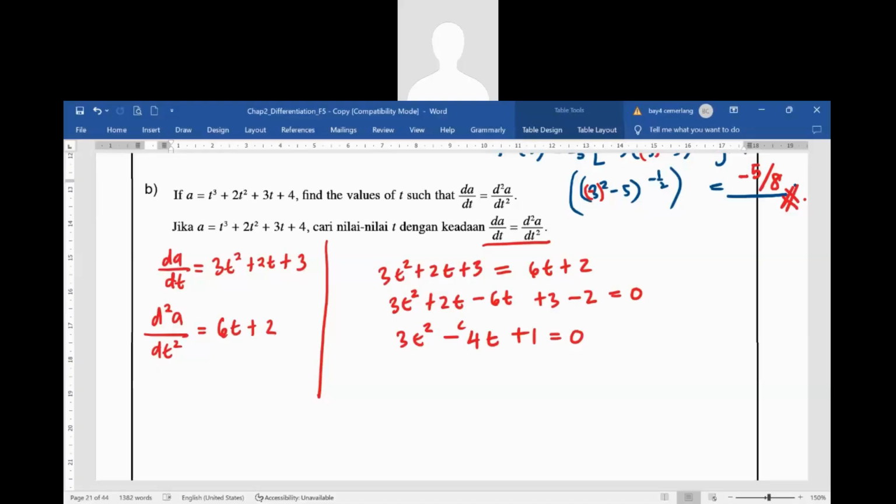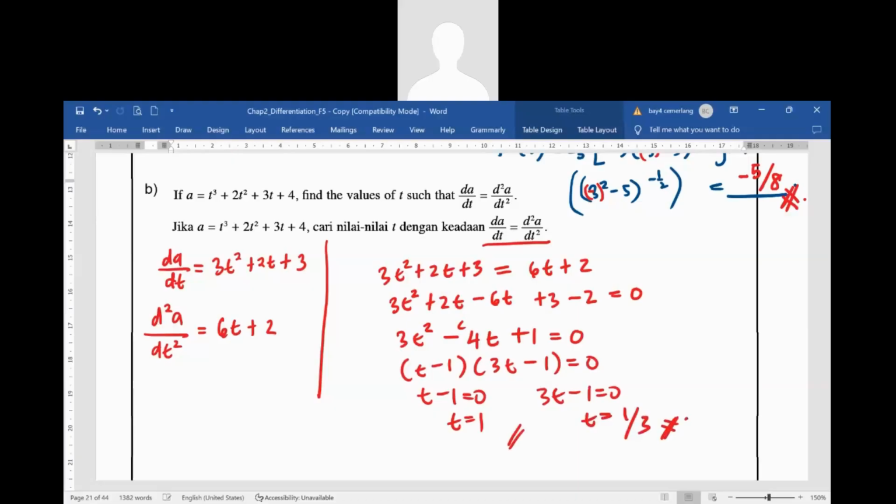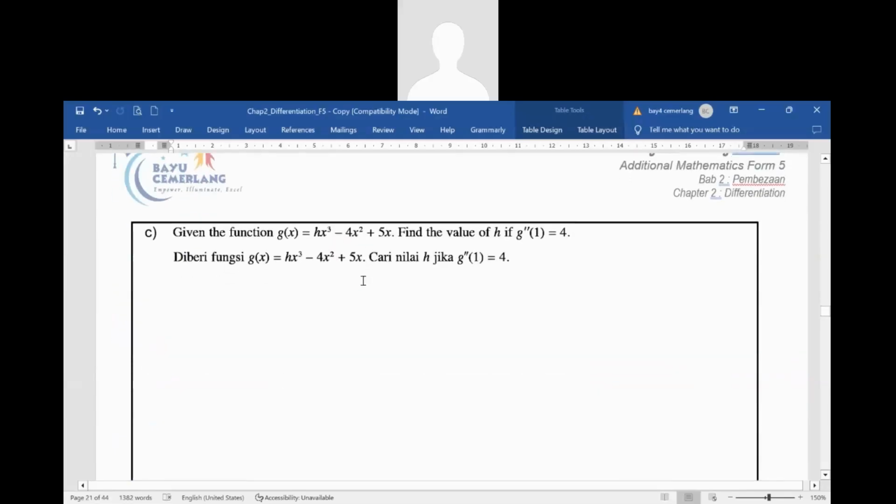So when you factorize, t minus 1, 3t minus 1 equals to 0. So t minus 1 equals to 0, so t is equal to 1. 3t minus 1 equal to 0, so t is equal to 1 over 3. Okay, these are the values of t. Okay, moving on. Question number C.